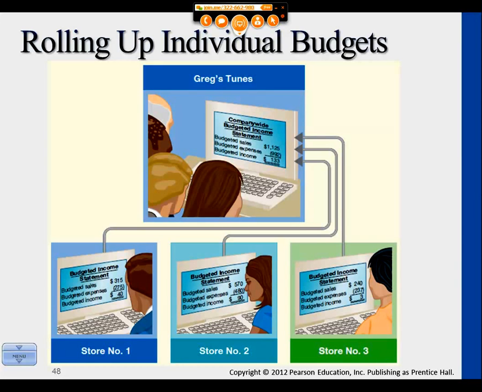All right, so let's look at rolling up individual budgets. What is the procedure? Let's say it's Greg's Tunes, and we have three stores: store 1, store 2, store 3. Company headquarters is going to roll up the budget data from all of the stores into one income statement, right? So we have a budget income statement for store 1, for store 2 and for store 3, and we roll them into Greg's Tunes' company-wide budget income statement.